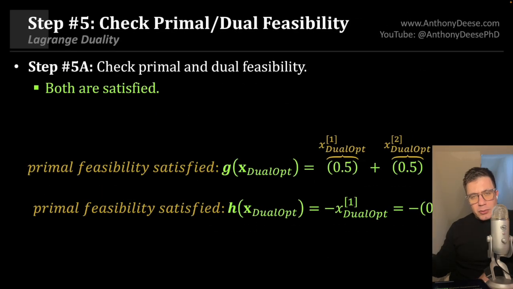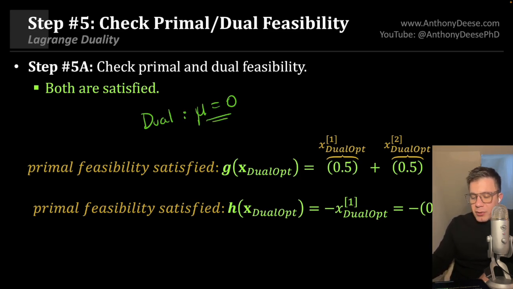The answer that the dual approach yields is the same as the primal approach. Now we can't forget to check all of our constraints, to check both for primal and dual feasibility. So dual feasibility we don't really have to worry about because we assume that mu was equal to 0, which by default satisfies the dual feasibility condition.